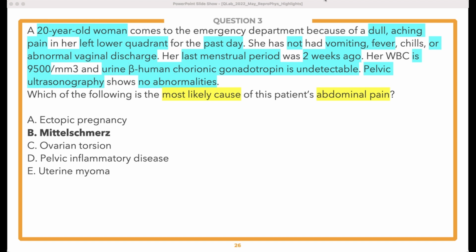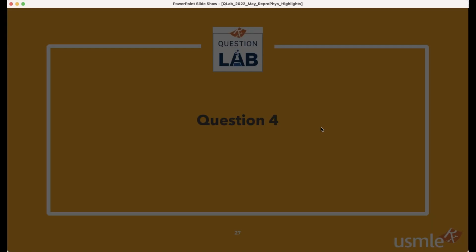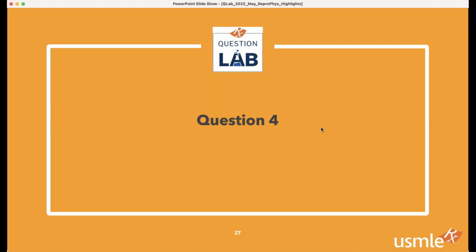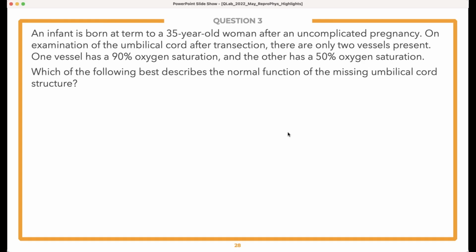Okay, let us go and open up that final question of the night. Question number 4. Buckle up. So again, the answer choices are covered up, and we start with the lead-in. Which of the following best describes the normal function of the missing umbilical cord structure? Okay, interesting lead-in there.